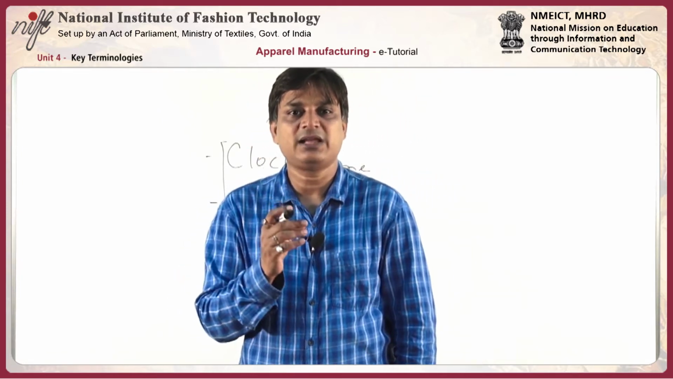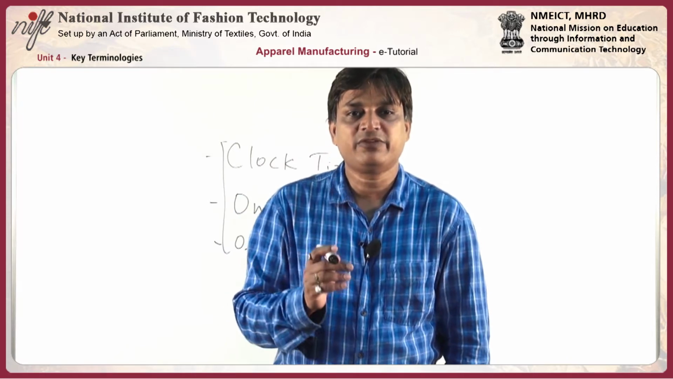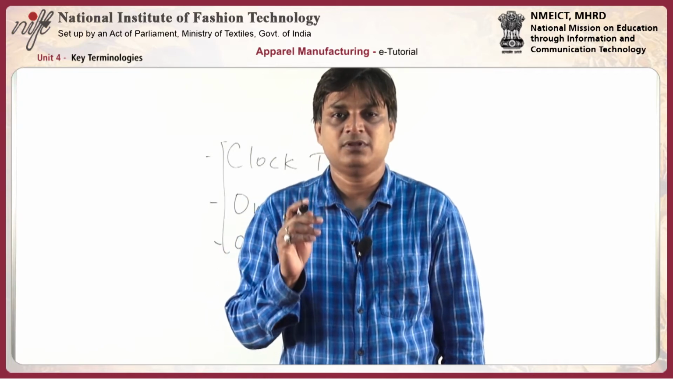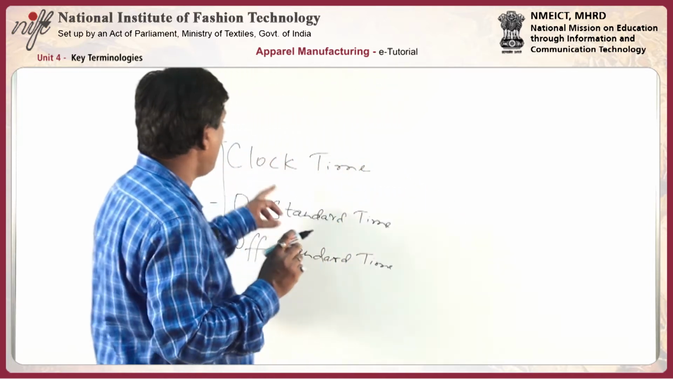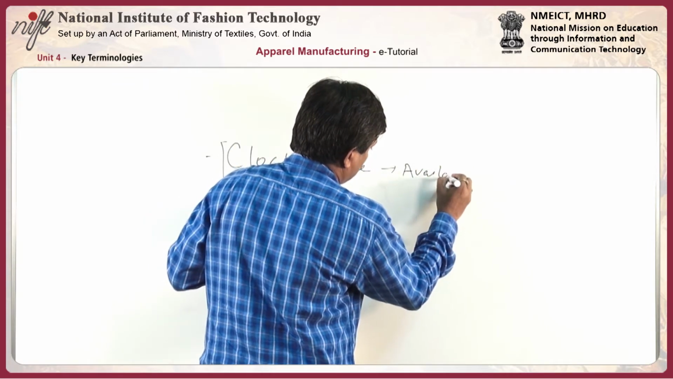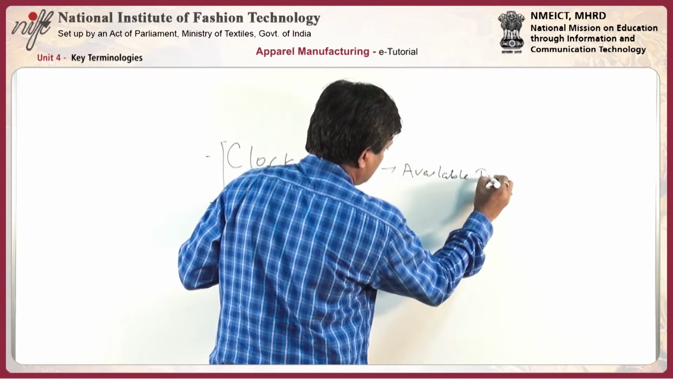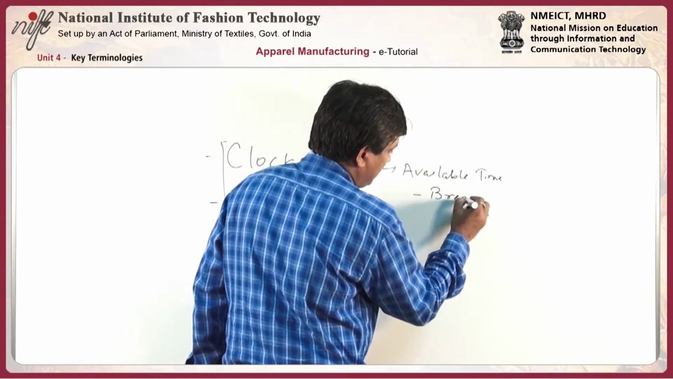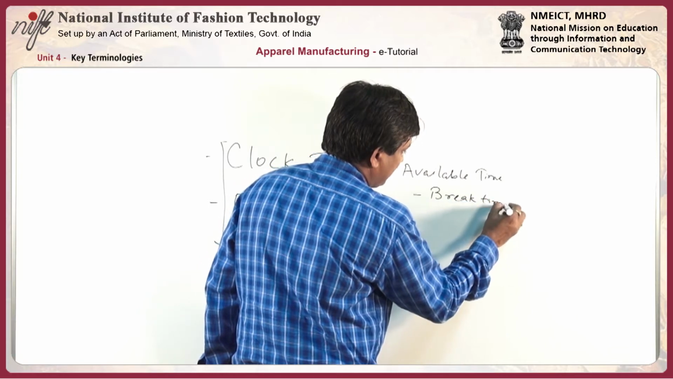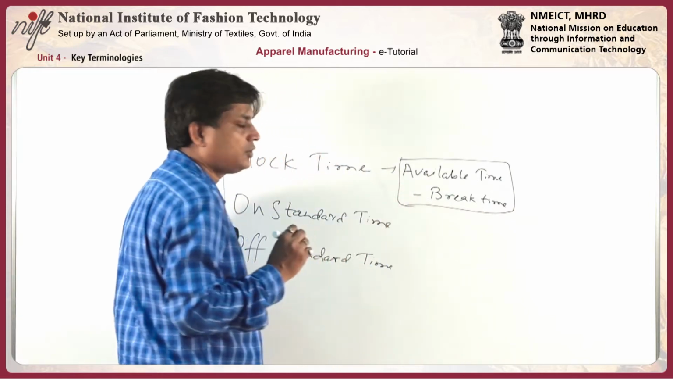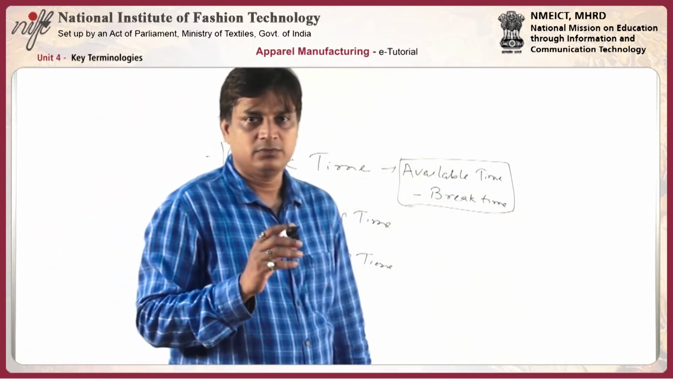So first we will discuss what the clock time is. The clock time is the time available to an operator for doing work during the day. It does not include lunch time. So clock time is basically the available time minus break time. If any break is there, then break time will be taken off.